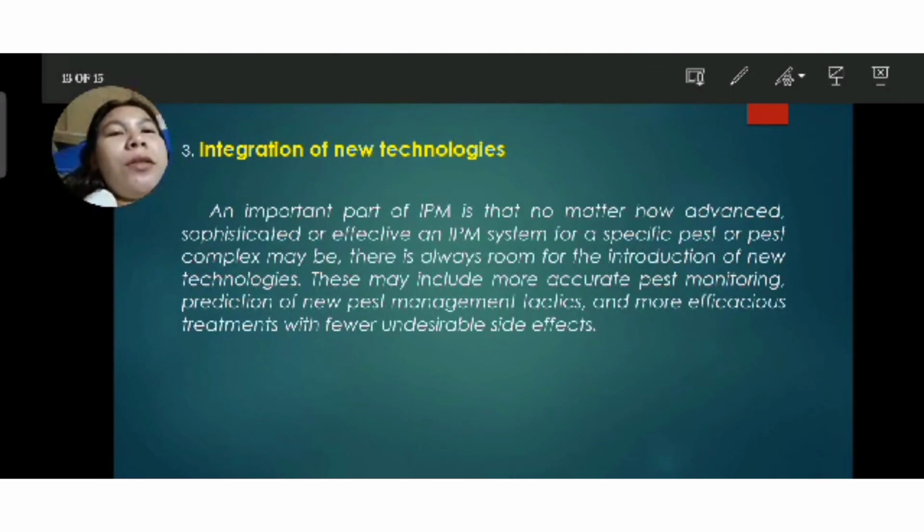Integration of new technologies. An important part of IPM is that no matter how advanced, sophisticated, or effective an IPM system for a specific pest or pest complex may be, there is always room for the introduction of new technologies. This may include more accurate pest monitoring, prediction of new pest management tactics, and more efficacious treatments with fewer undesirable side effects.